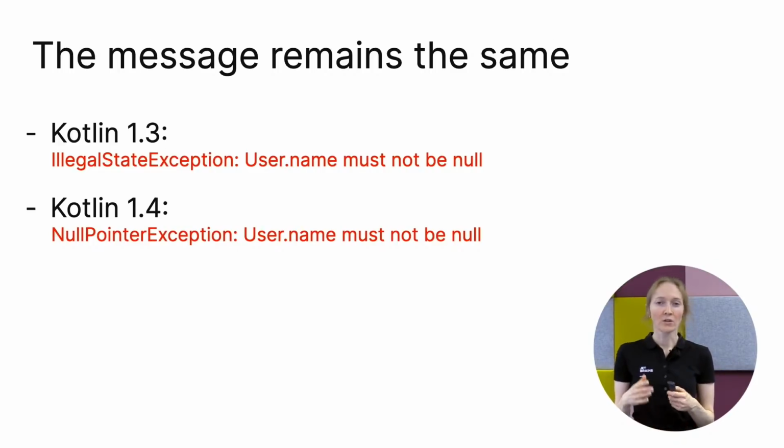For instance, in Kotlin 1.3, after additional nullability checks, you could get an illegal state exception with a message like, "This expression must not be null." In Kotlin 1.4, it automatically becomes null pointer exception, but with the same message as before. You shouldn't normally get these exceptions in correctly working applications, so the behavior of your program shouldn't change.